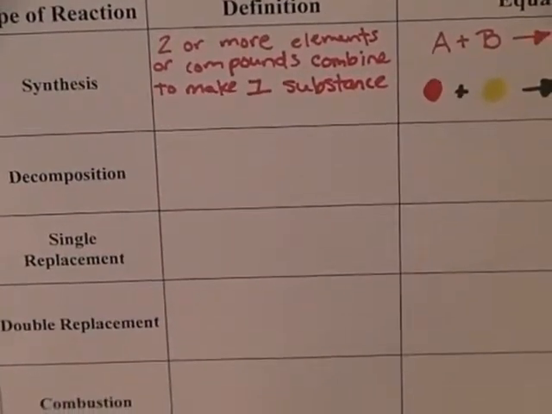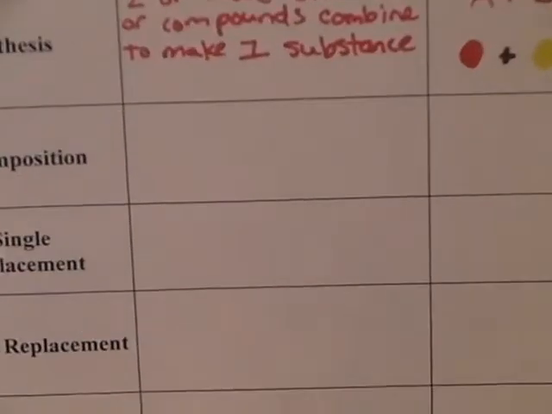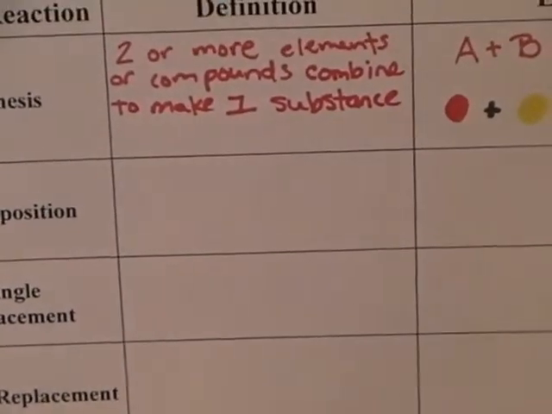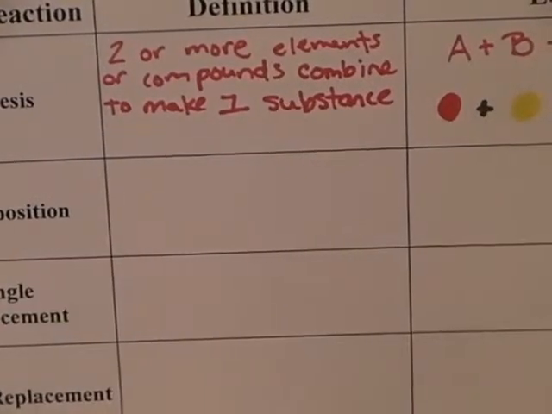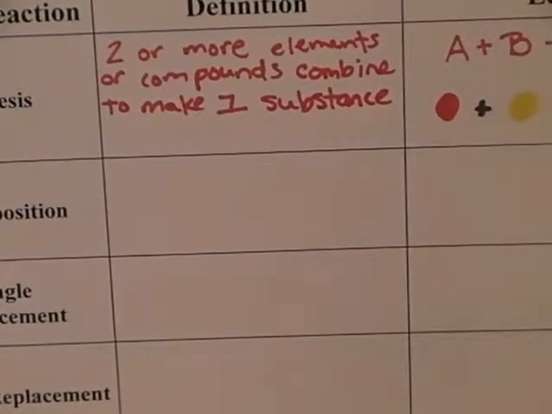Decomposition is the next one. And hopefully you can use some context clues from synthesis. Synthesis is taking smaller pieces and making one thing. What do you think decomposition is? Hopefully you're thinking it's when you take one thing and break it down, right? You decompose. When something decomposes, it breaks down. You take one thing and break it down into smaller elements or substances.